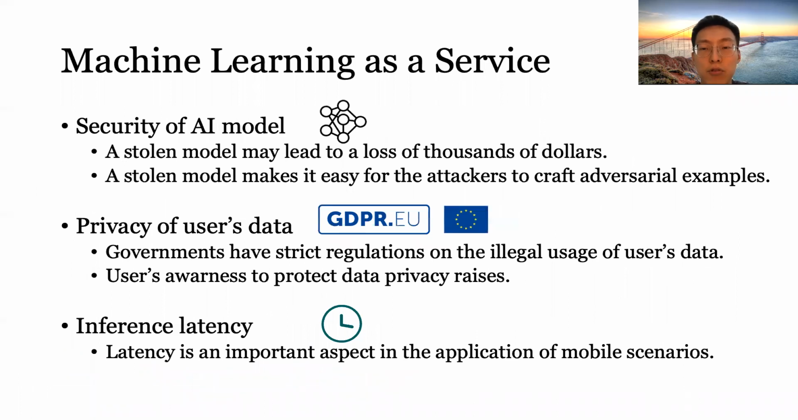Three different aspects should be considered when companies provide ML services: security of AI models, privacy of users' data, and inference latency. The AI models are important intellectual property of the company. A stolen model may lead to a loss of thousands of dollars. Besides, it may make it easier for attackers to craft adversarial examples. For user privacy, nowadays governments have strict regulations on the protection of user data. Companies may be fined a large sum of money if such privacy is breached. Inference latency affects users' experience, especially for applications in mobile scenarios.